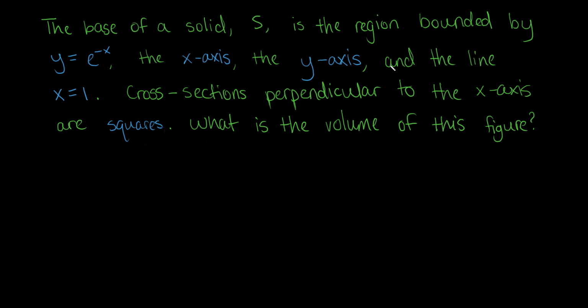I didn't know what it meant to have the cross sections perpendicular to the x-axis being squares. What does that even mean? First of all, what are these cross sections, and what is the consequence of having them as squares? And it really didn't make sense to me before I saw a picture of this.